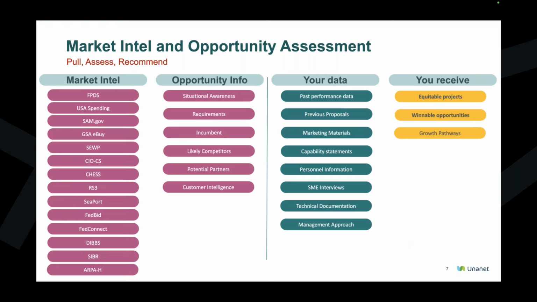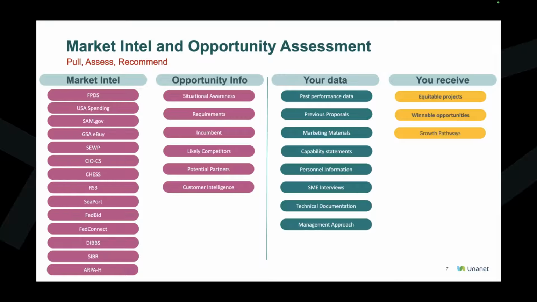The first thing that you need to do is get a solution where you can upload all of your data. That includes past proposals, marketing materials, capability statements, project information, SME interviews, and technical documentation. This is going to feed the AI to automatically identify the right projects for your business.